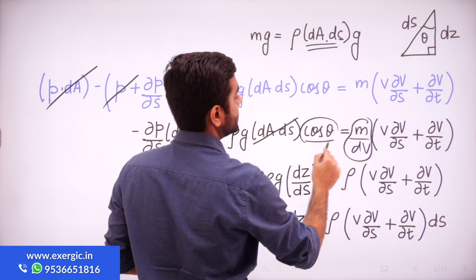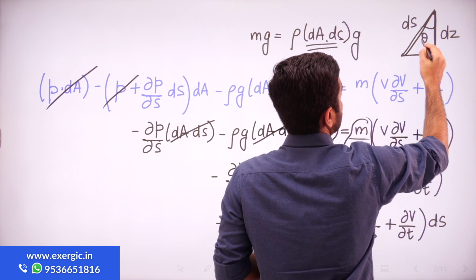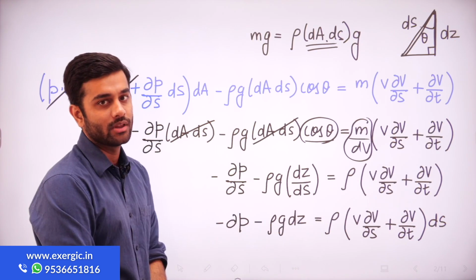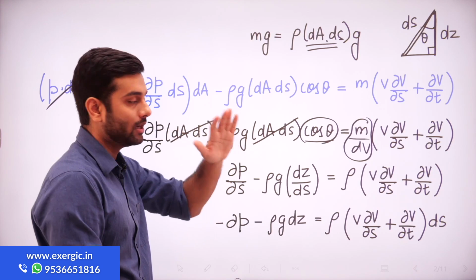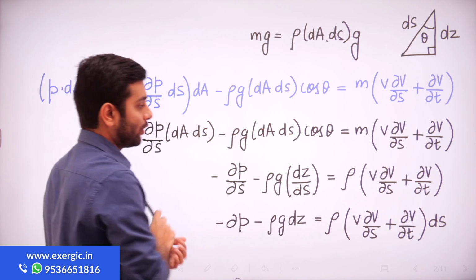Here. Cos theta. What will be cos theta? This is the base for theta, this is the hypotenuse. So cos theta is dz by ds. So in place of cos theta, we are adding dz by ds. Again, this is something that we have already done in Euler's equation, right? So here we have reached up to this point.